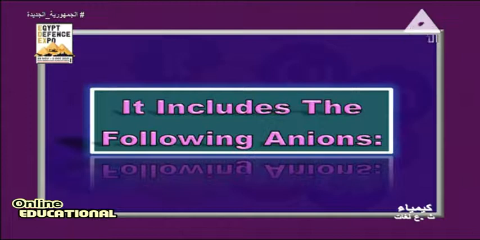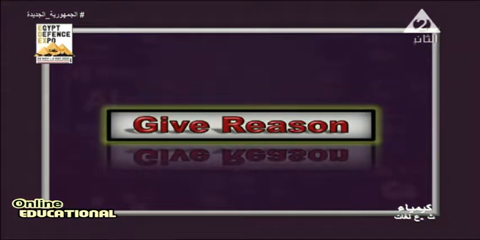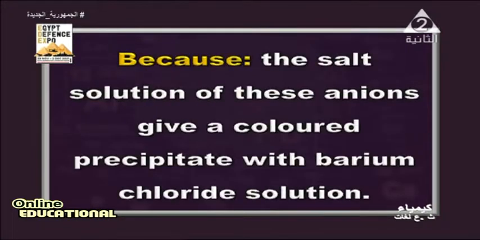It includes the following anions: phosphate anions and sulfate anion. We have a give-reason in this point. Barium chloride solution is used to detect the above anions because the salt solutions of these anions give colored precipitate with barium chloride solution.